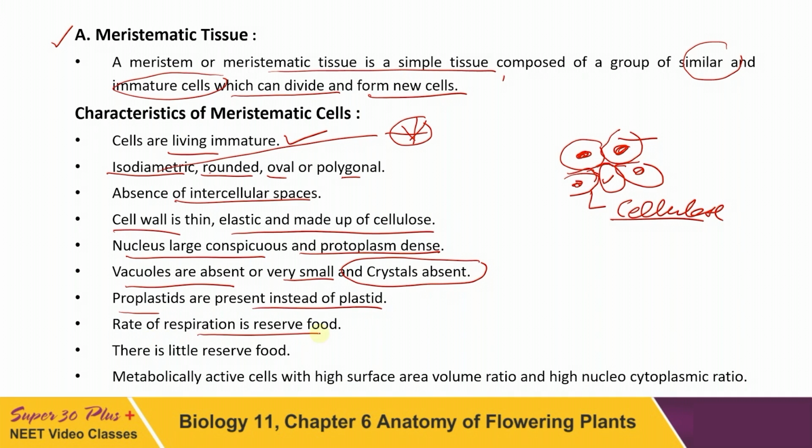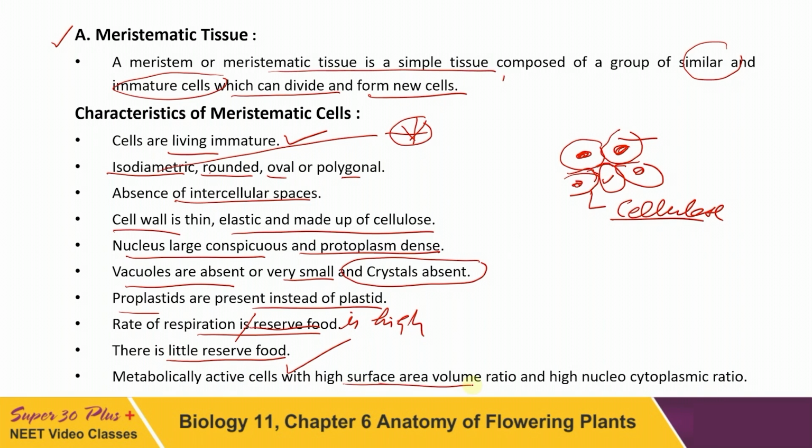Rate of respiration is very high, and reserve food is little. You see the rate of respiration is high, and reserve food is little. These are metabolically active cells.